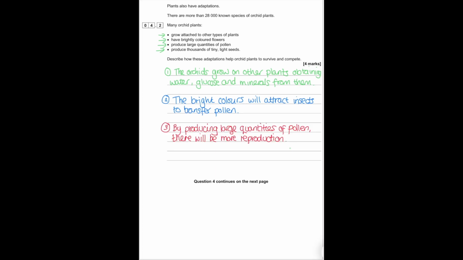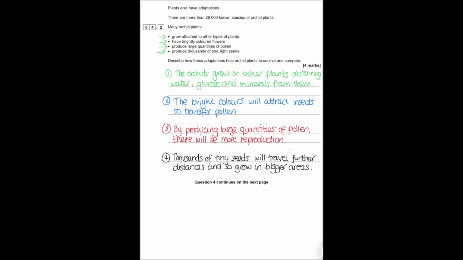So the orchid plants will grow on other plants, obtaining water, glucose and minerals from them. The bright colours will attract insects to transfer pollen. By producing large quantities of pollen, there will be more reproduction, and thousands of tiny seeds will travel further because they're smaller and therefore grow in bigger areas.